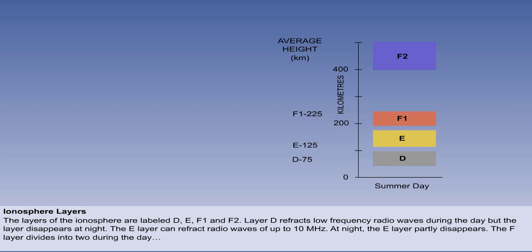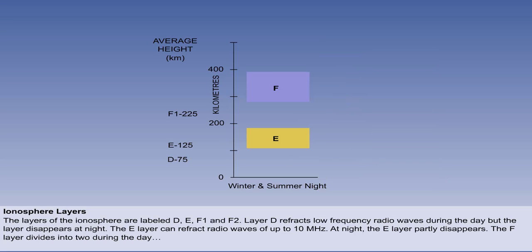The F layer, also known as the Appleton layer, exists at an average height of 225 kilometers. During the day, the layer divides into two, known as F1 and F2, because the different frequencies of radiation from the sun ionize the gases to a different extent. At night, there is only one F layer, which is narrower than the combined width of the daytime layers.